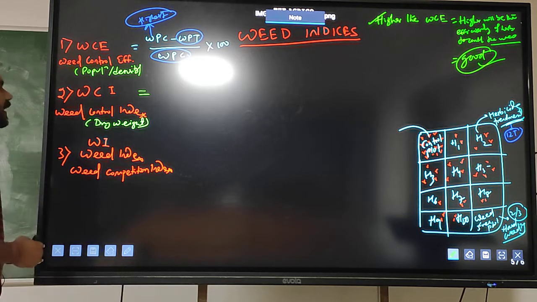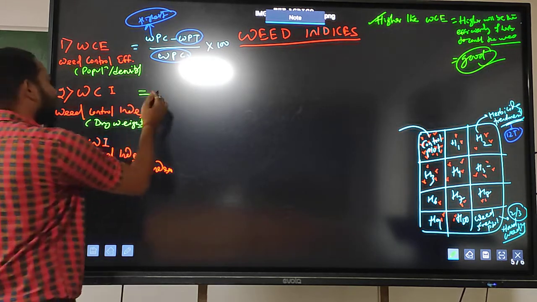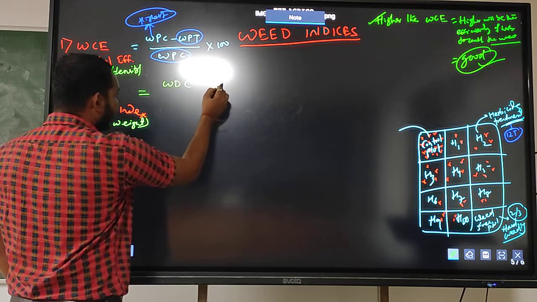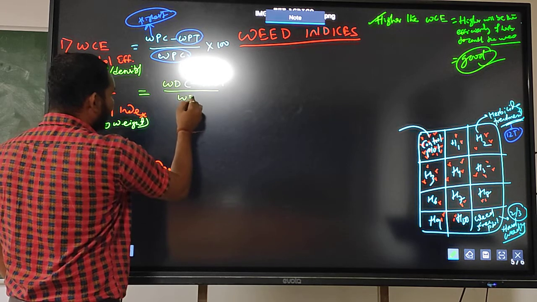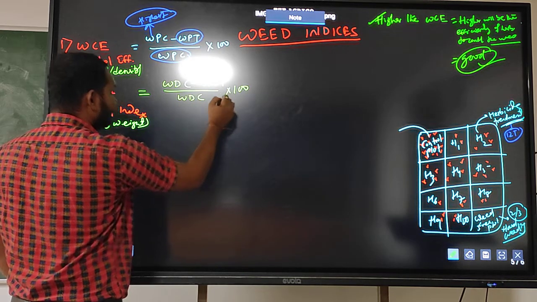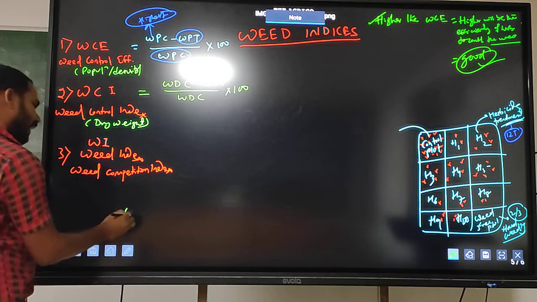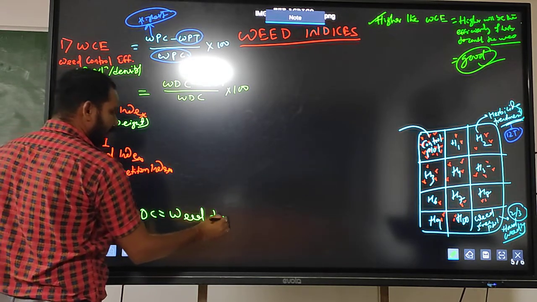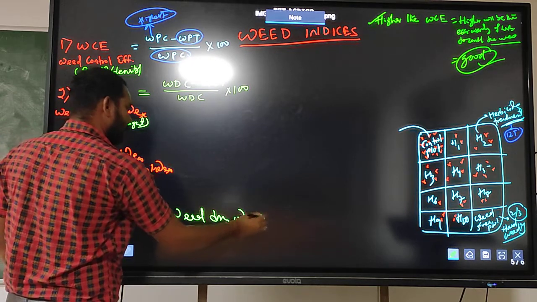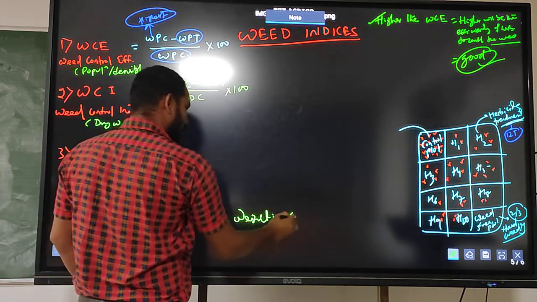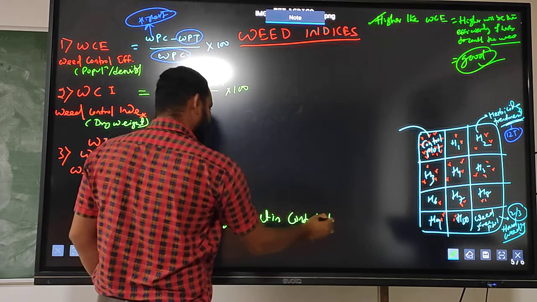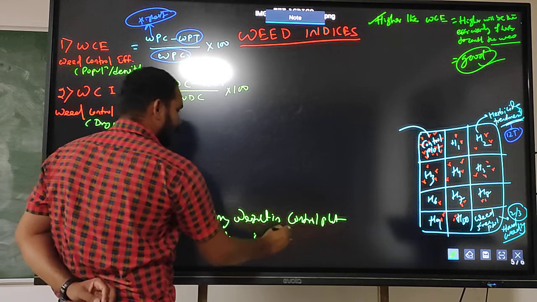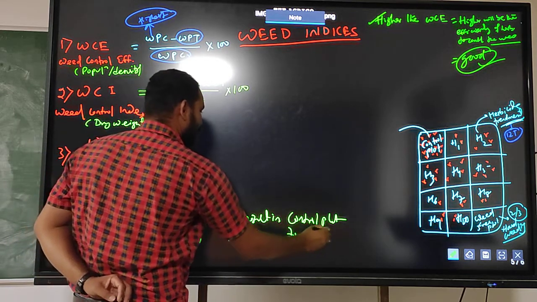Which parameter will I take? Dry weight. So here I will take the weed dry weight in control plot minus weed dry weight in treated plot, divided by weed dry weight in control plot, into 100. Here WC is weed dry weight in control plot, and WDT is weed dry weight in treated plot.